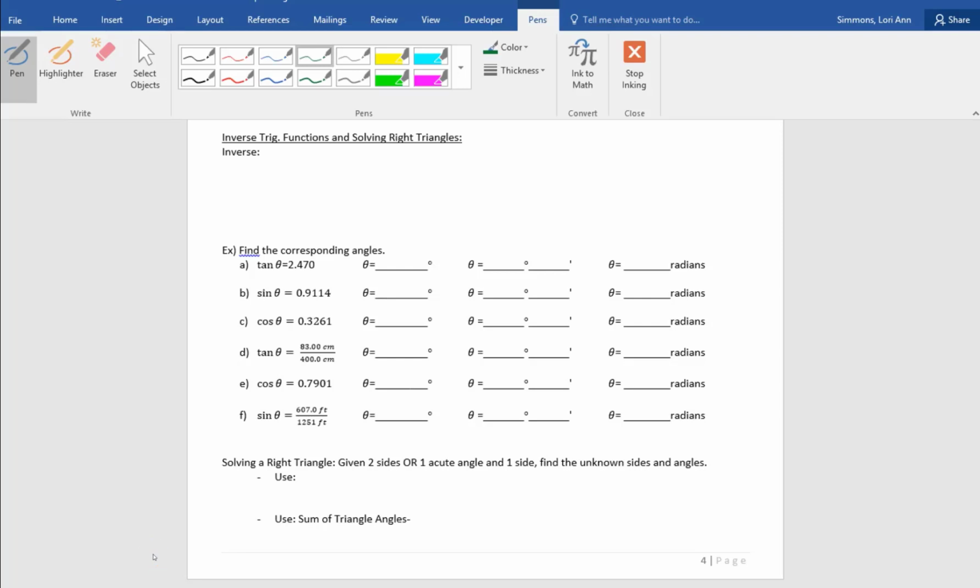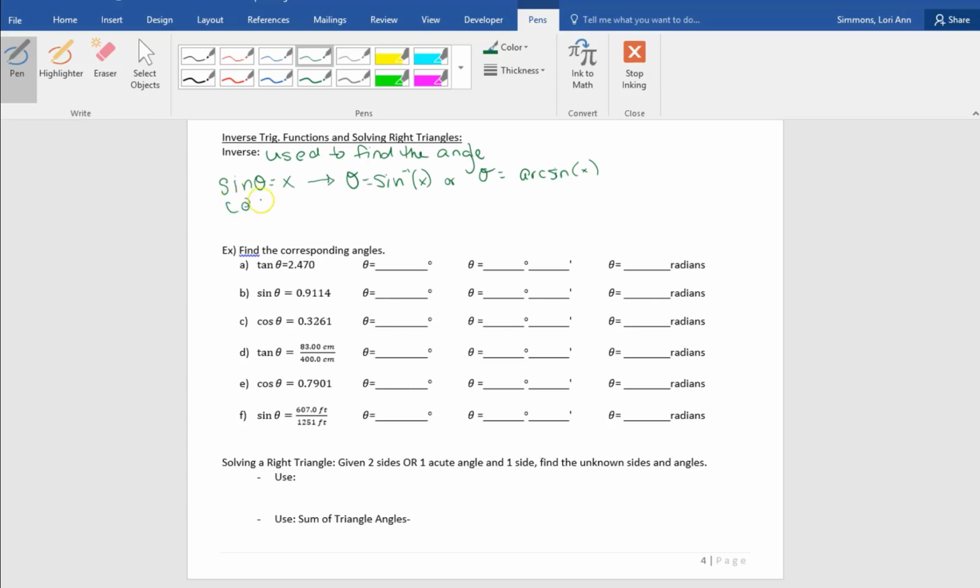Inverse trig functions. The inverse is used to find the angle. Recall we had sine of theta equaling x. Theta is the angle, so theta is equal to sine inverse of x, or theta is equal to the arc sine of x.